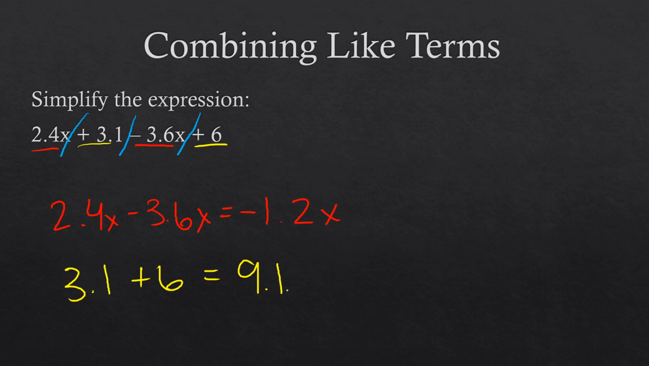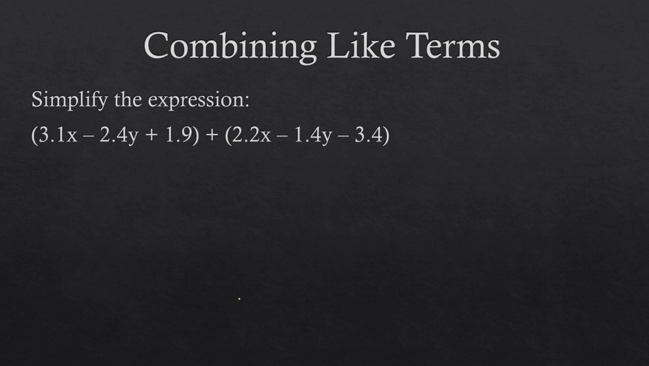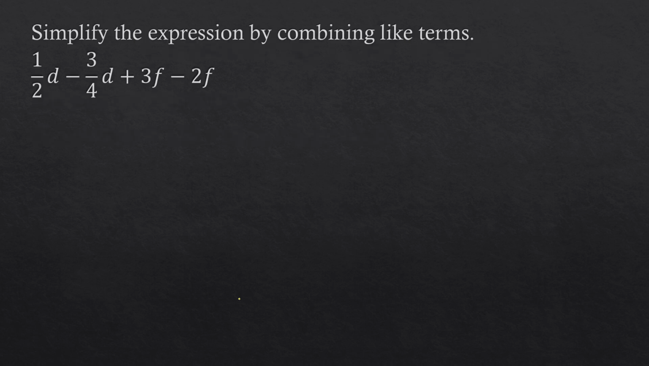So again, to write my final answer, all I need to do is write them next to each other. So I have negative 1.2x. This 9.1 is positive, so I'm going to put a plus sign. Okay, again, I'm putting this plus sign here because 9.1 is positive. It's a positive 9.1. This example, I'm going to skip.